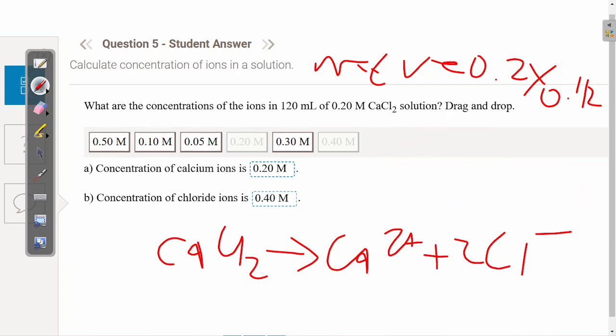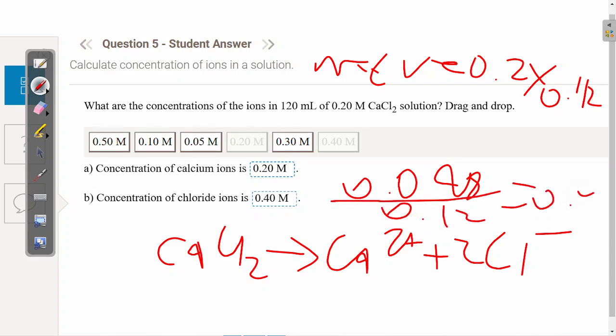Anyway, then chloride is going to be double that, so it will be 0.048 over 0.12, you will get 0.4.